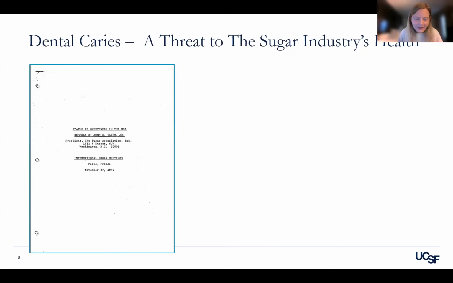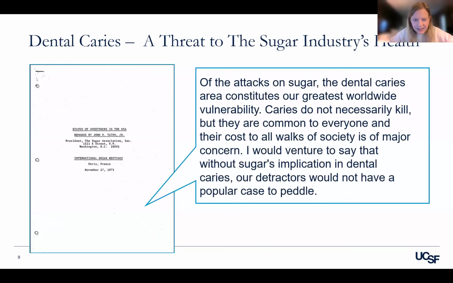So let's start with how they talk about dental caries as being a threat to the sugar industry's health. So this is a document from the 1970s. This is a speech given by the president of the Sugar Association. And here he's saying that of the attacks on sugar, the dental caries area constitutes our greatest worldwide vulnerability. Caries do not necessarily kill, but they are common to everyone, and their cost to all walks of society is of major concern. I would venture to say that without sugar's implication in dental caries, our detractors would not have a popular case to peddle.